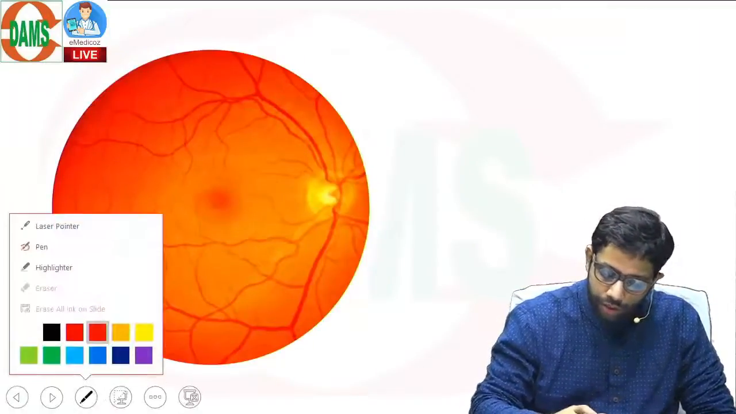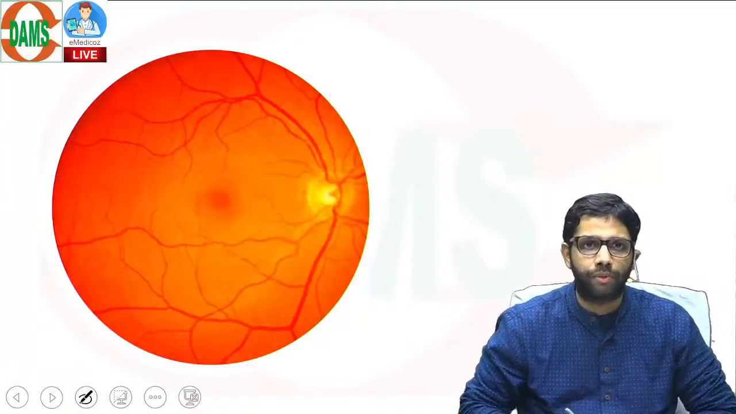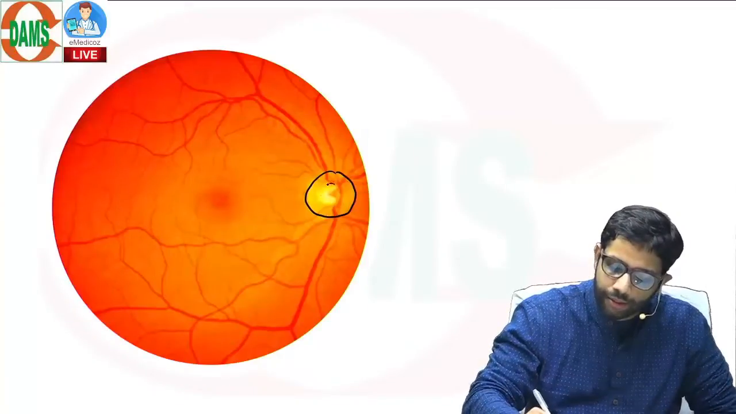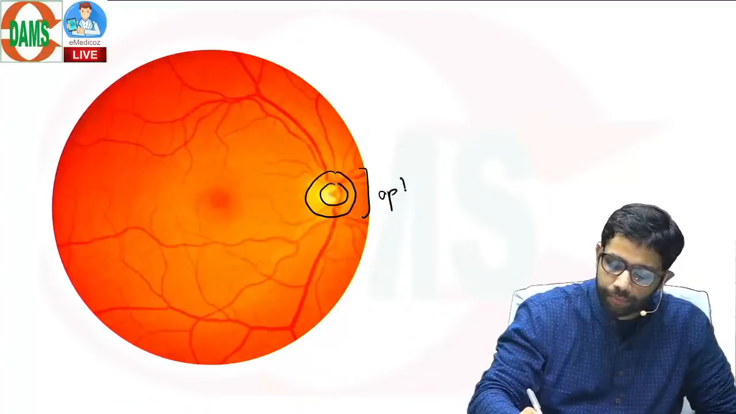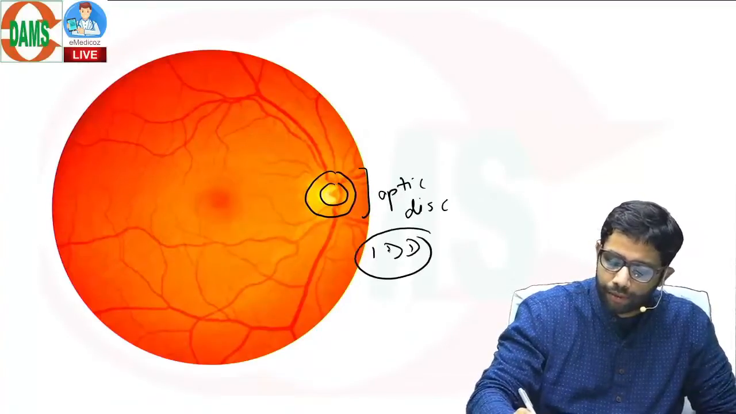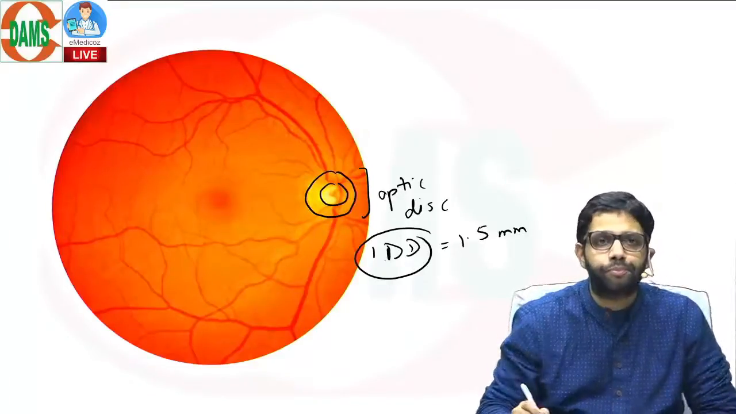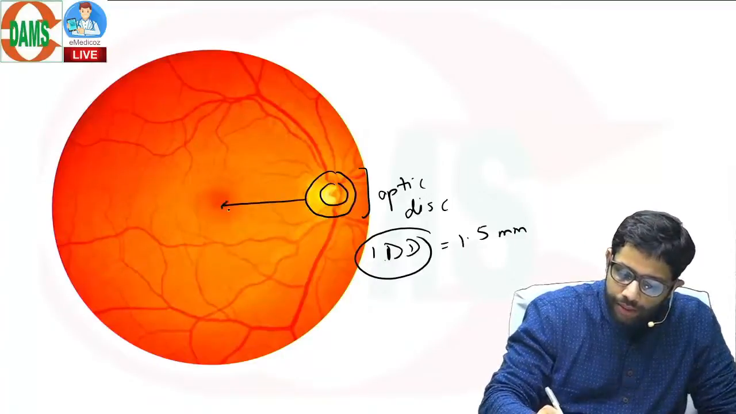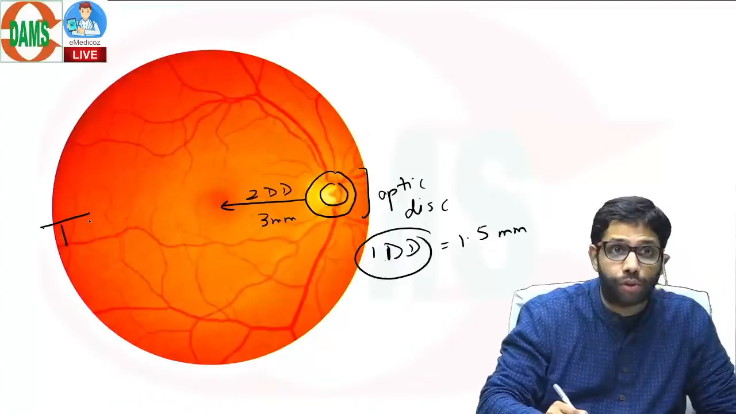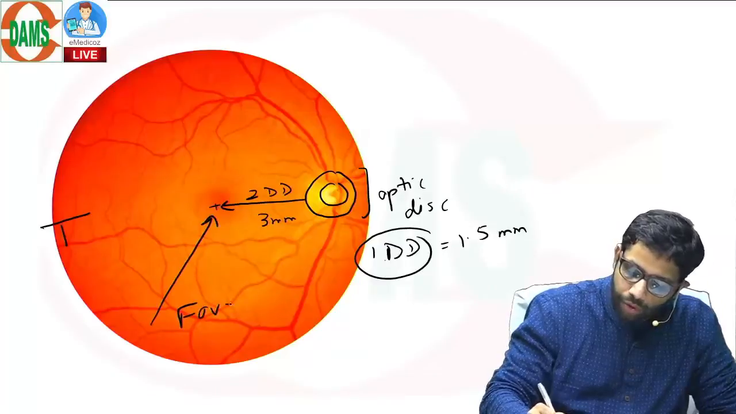Okay, so this is your basic retina picture. This reddish pinkish picture will come to you. What you want to see over here is, this is the optic disc. This optic disc is about 1 disc diameter in size. 1 disc diameter equals 1.5 millimeter. If we go 2 disc diameter, the math is good, 3 millimeter, towards the temporal side, we get a small point. That small point is known as foveola.